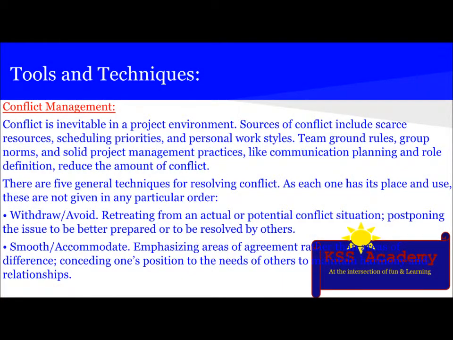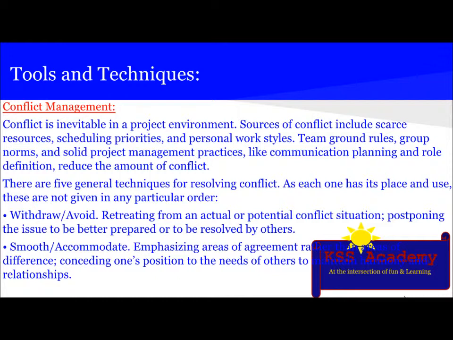The next tool and technique is conflict management. Conflict is inevitable in a project environment. Sources of conflict include scarce resources, scheduling priorities, and personal work style. Team ground rules, group norms, and solid project management practices, like communication planning and role definition, reduce the amount of conflict.